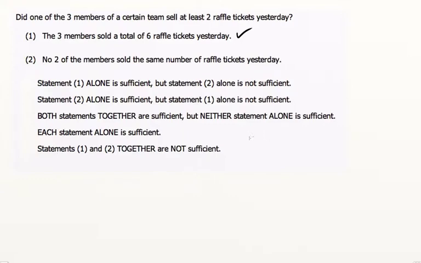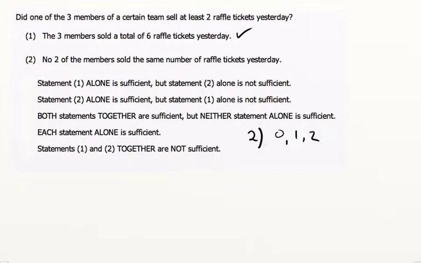Let's take a look at statement 2. This one's a little bit tricky actually, because it says no 2 members sold the same number of raffle tickets. So the best thing to do here is just to consider minimum circumstances. The minimum circumstance where we have one person selling none, for example, would be 0, 1, 2. Now remember in this circumstance that we don't actually have to worry about whether it adds up to 6.